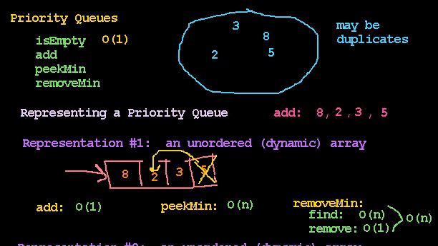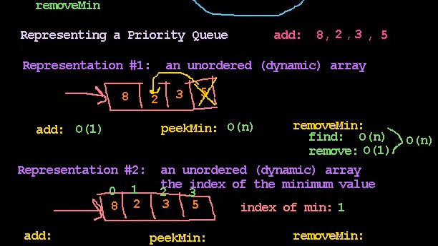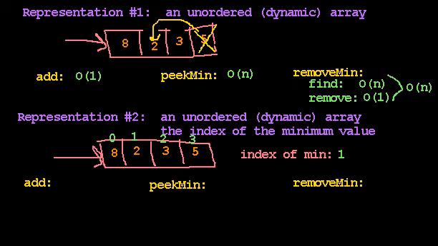And we wondered, how could we do this faster if we had the same unordered dynamic array structure, but we also knew where the minimum value was. We kept track of the index of the minimum value in our priority queue. So here we have the same values in our array structure, but we also know that the minimum value is at index 1, where sure enough I see that 2 is the minimum value. I want to know, how does knowing the index of the minimum change the running times?